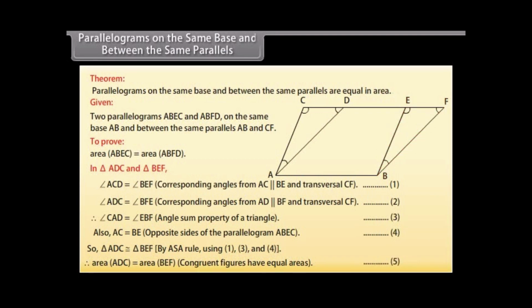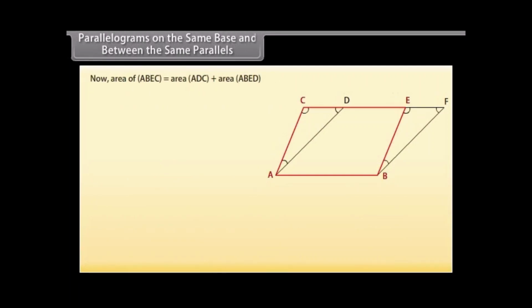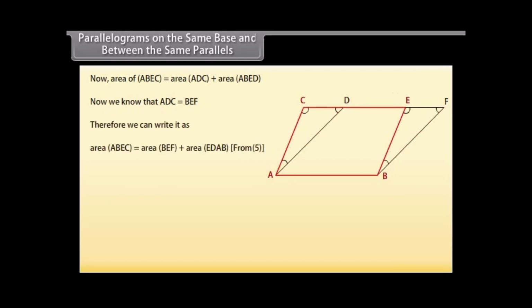Mark it as 5. Now, area of ABEC is equal to area ADC plus area ABED. Now we know that ADC is equal to BEF, therefore we can write it as area ABEC is equal to area BEF plus area EDAB from 5, which is equal to area ABFD. So, parallelograms ABEC and ABFD are equal in area.